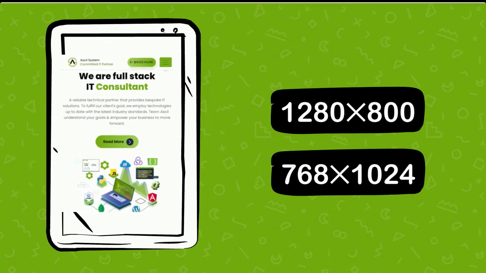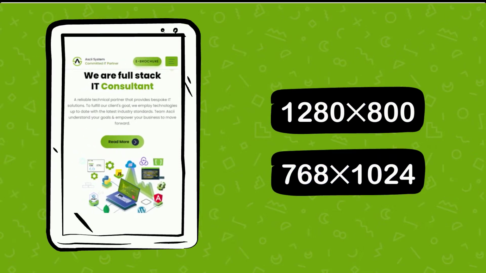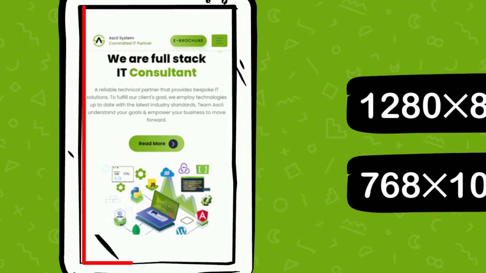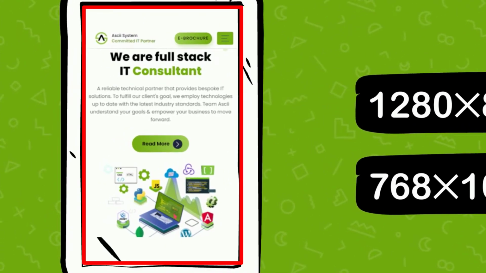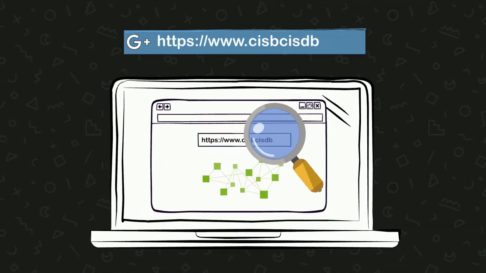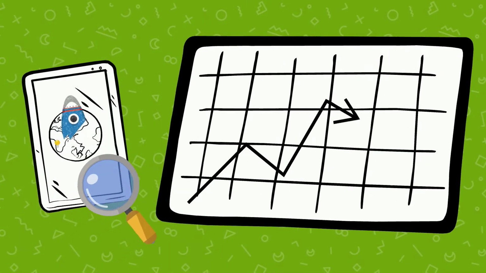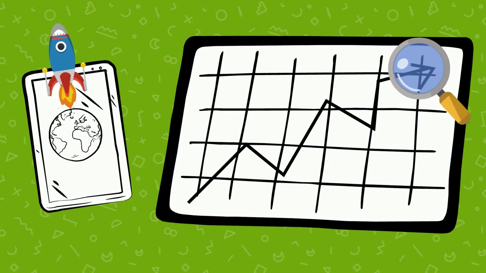For the tablet screen resolution, 1280 by 800 and 768 by 1024 are the best choice. It also depends on the tablet model and its screen size. Large screen gadgets are excellent for browsing. In the meantime, the popularity of small handy devices is skyrocketing.